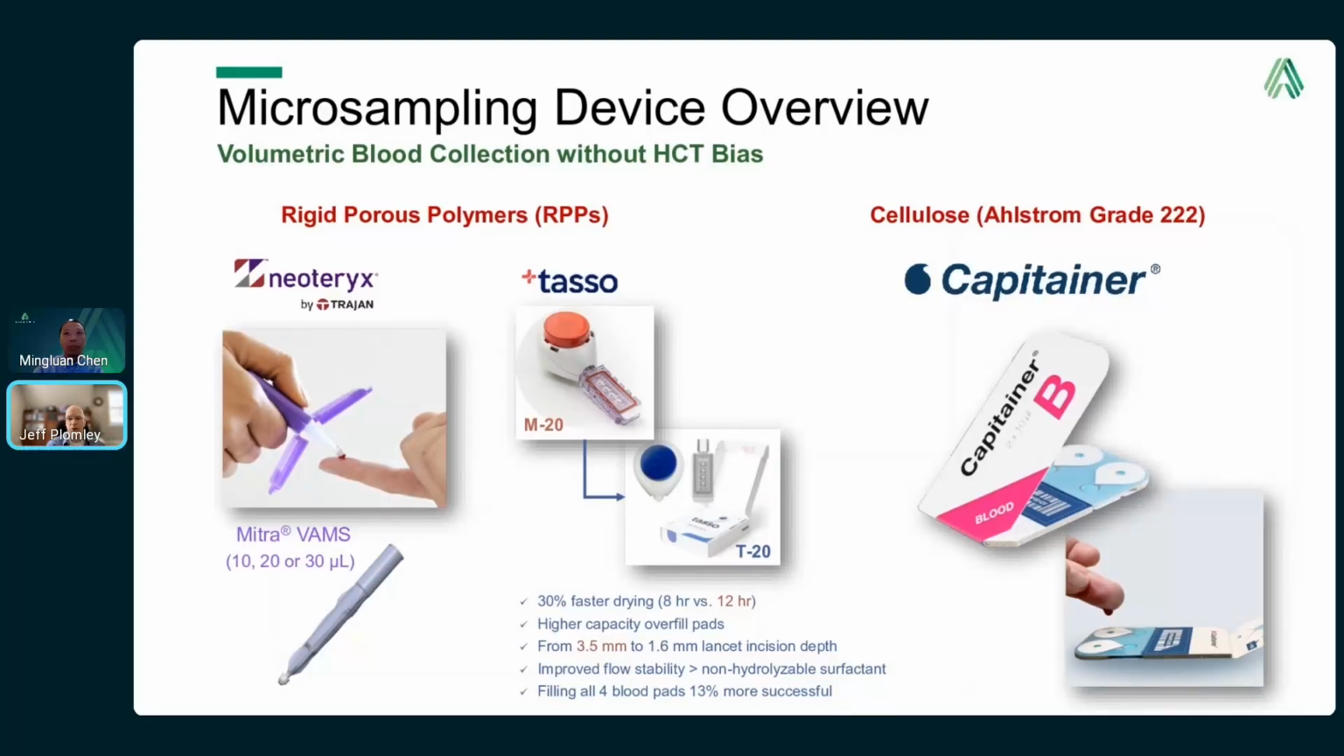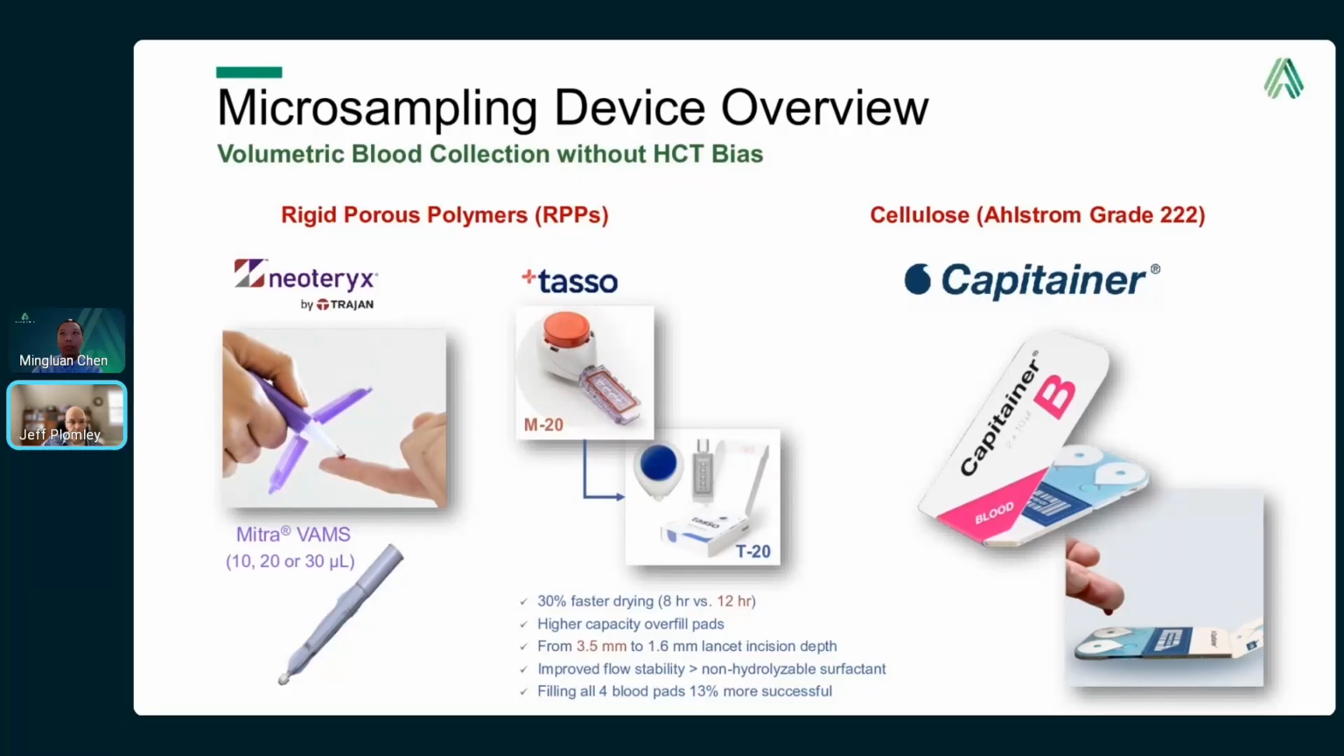So I'll start with the microsampling device overview. And all of these modern devices on the screen here, they all offer volumetric blood collection without hematocrit bias. Now, I've divided the volumetric microsampling devices based upon the substrate material. As our experience has taught over the years, this can have a major influence on analyte recovery, stability, and the implemented extraction workflow. So these are the three most commonly supported devices in our laboratory.